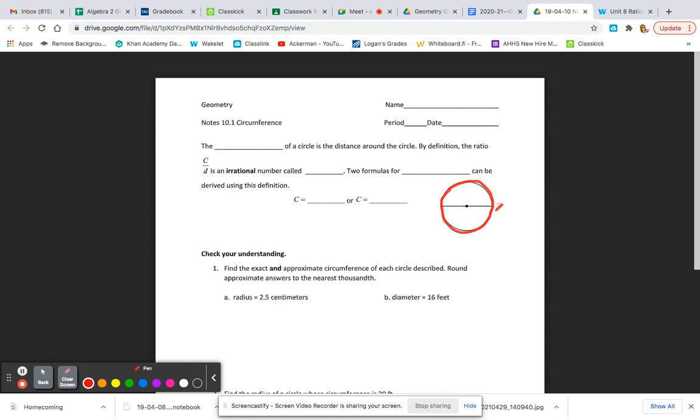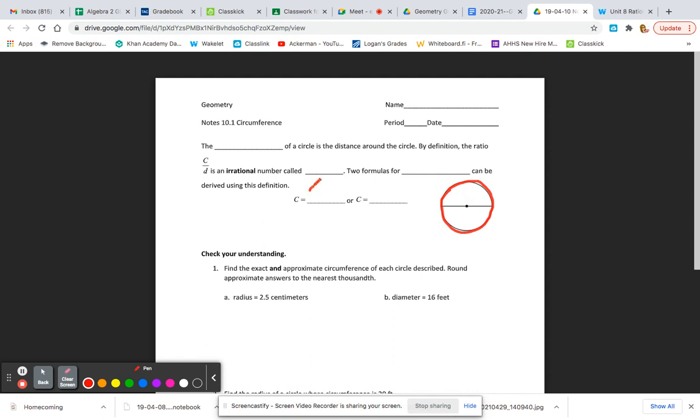So if we took a string and put it around the circle and then measured it exactly and then pulled the string out flat and got a ruler, we could find the circumference that way. However, we can't always peel apart a circle to find out the circumference. And so there are two formulas that we gave on Monday to find circumference.